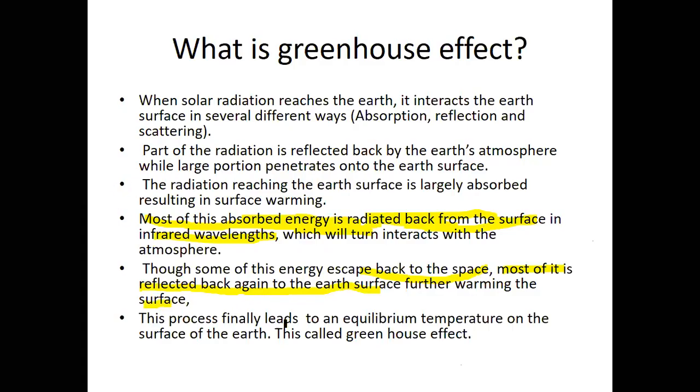Okay, so this process finally leads to an equilibrium temperature on the Earth's surface. This is called the greenhouse effect. Actually, this greenhouse effect should be available in our atmosphere. Otherwise, the temperature of our Earth's surface will be a minus value. Okay, therefore, the greenhouse effect is a must.